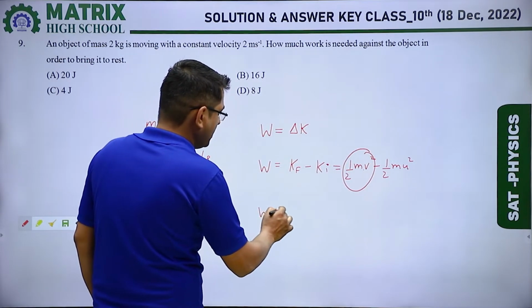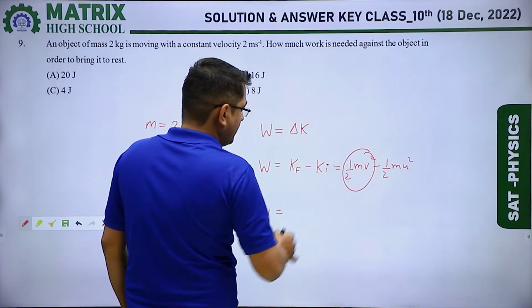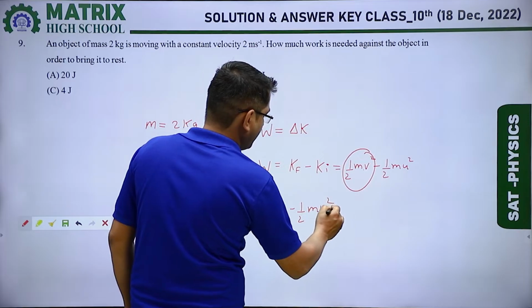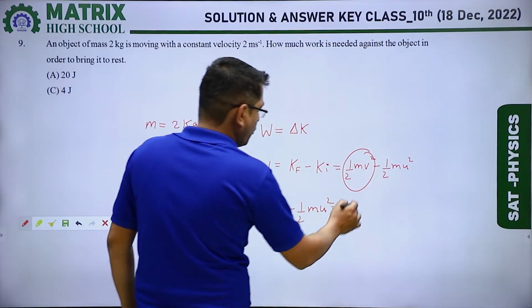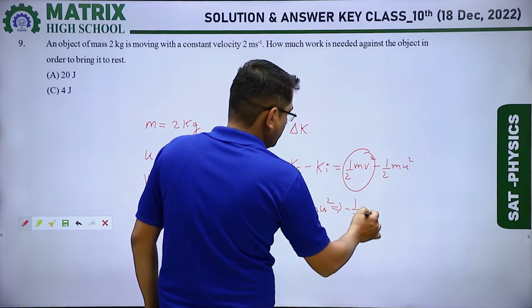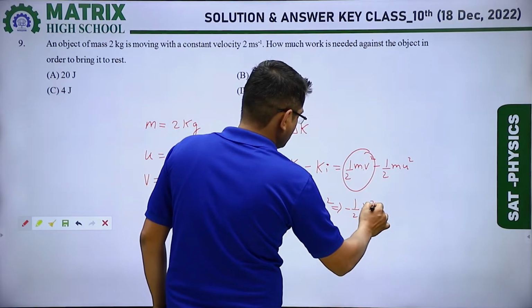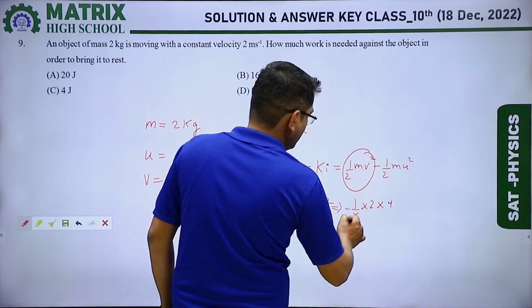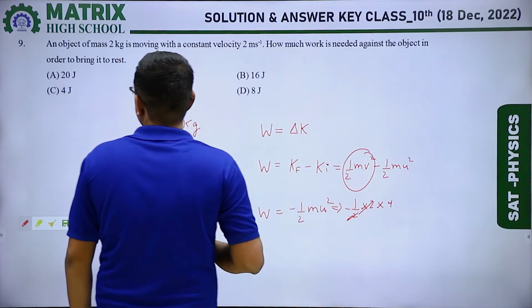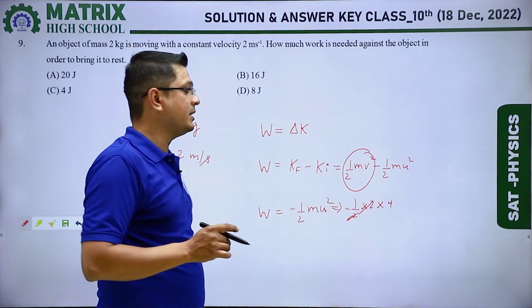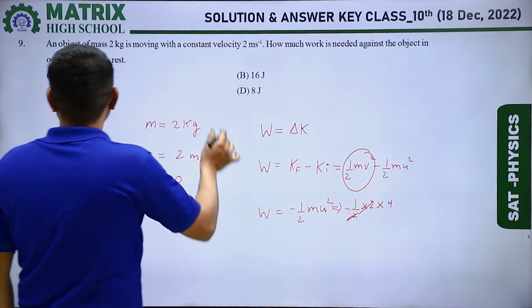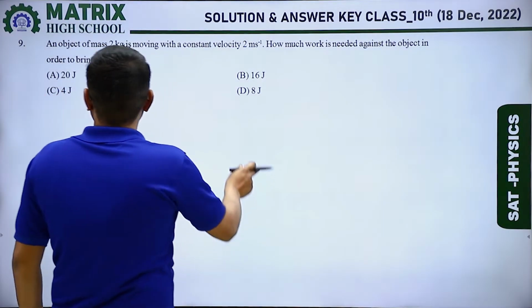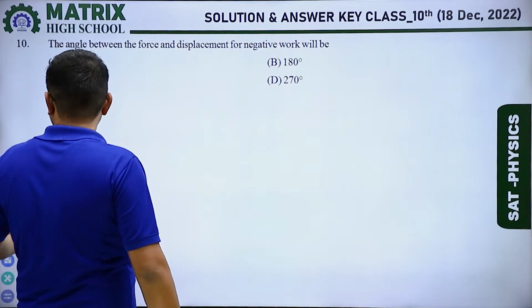So work done will be equal to minus half m u square. By putting the values, minus 1 upon 2 multiplied by the value of m, which is 2, and the value of u is also 2, u square means 4, which becomes equal to minus 4. So the negative sign represents that work has been done in opposition, and the correct answer will be option C, that is 4 joule.